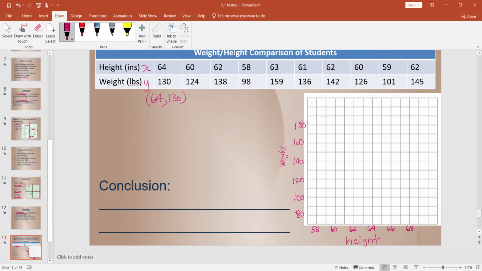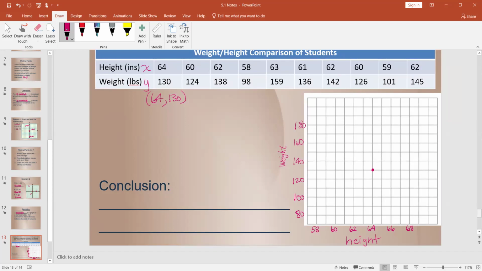Okay, so now we're going to go ahead and graph these. I'm just going to start on the left and go right. So if my height is 64 and my weight is 130, I'm going to move to the left till I get to 64 right here. Don't put a dot there. And then go up to 130. So 80, 90, 100, 110, 120, 130. So right here. Now with a scatter plot, you're not labeling every point. That'll be way too messy. Just put your points on there.